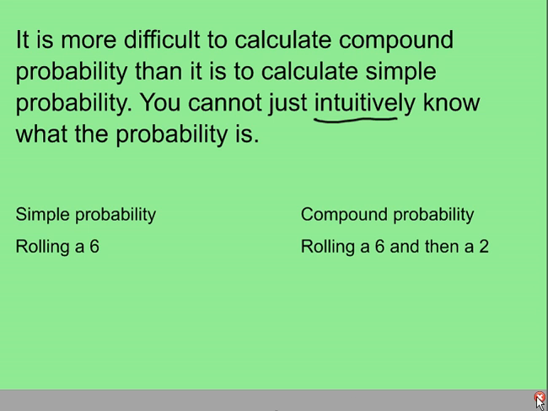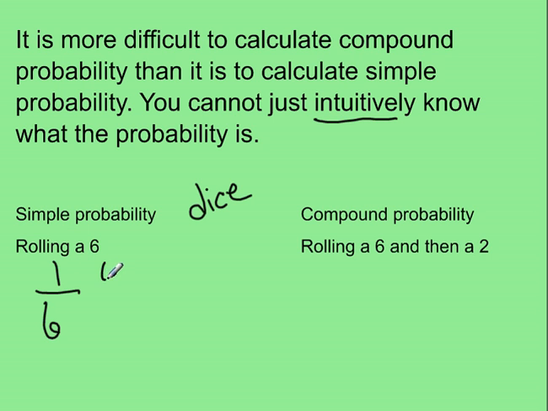Let's take, for example, simple probability. We have the probability of rolling a 6 on a die, okay? You have one die, you roll it, you get a 6. That is a 1 in 6 chance. That's very straightforward. There's one 6 on the die, right? And there are 6 sides. So it's 1 over 6.